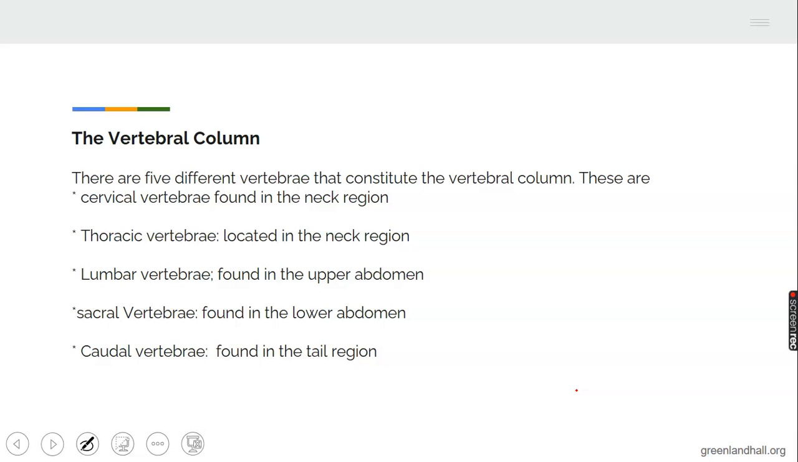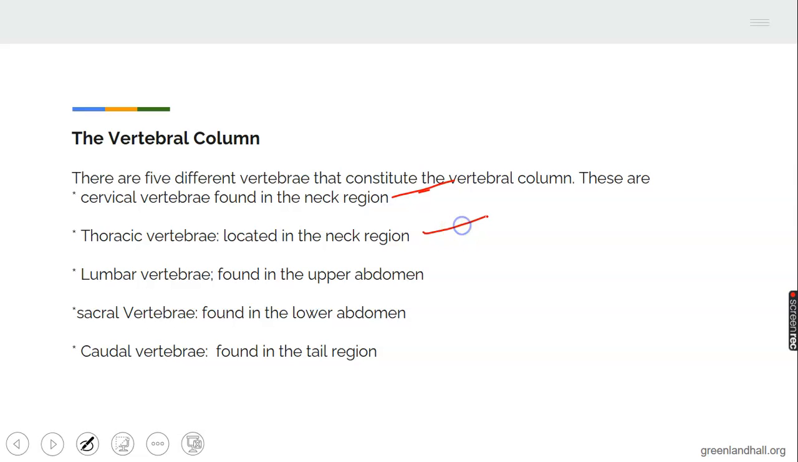The vertebral column. The vertebral column is the backbone. We saw the skeletal system practically the other day. They are the backbones, and they are made up of 5 different vertebrae. These are the cervical, that is found in the neck region. The cervical is made up of 2 other bones, the atlas and the axis.